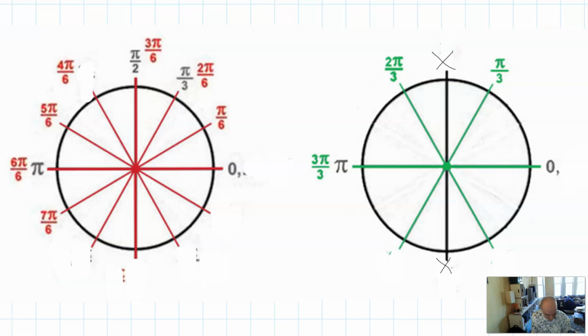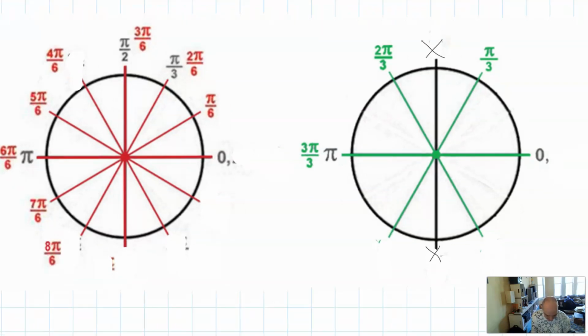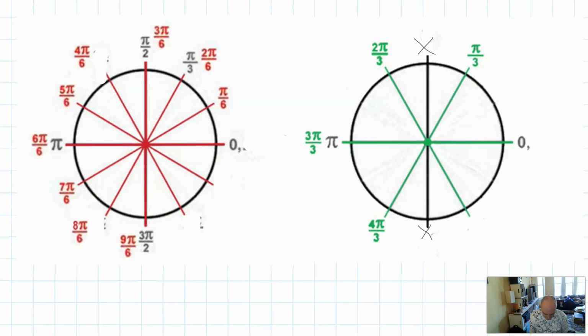Continuing around, we have 7 pi over 6, which does not reduce. We have 8 pi over 6. 8 over 6 does reduce to 4 over 3, so that would be 4 pi over 3. Then we have 9 pi over 6. Well, 9 pi over 6 reduces to 3 over 2, 9 over 6, 3 halves, so that's 3 pi over 2. It does not appear on the green circle, counting by pi over 3's.